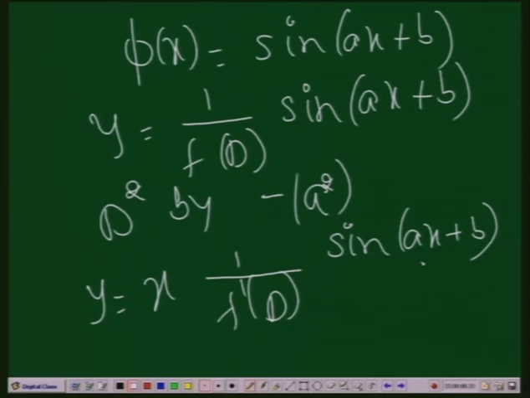Of course, this is applicable when you have even powers. If you are left with odd powers at the end, you just divide and multiply by the conjugate of it and replace d square by minus a square after that stage. This is with respect to sin of ax plus b. The same rule is applicable for cos of ax plus b also. So, I will be using it.